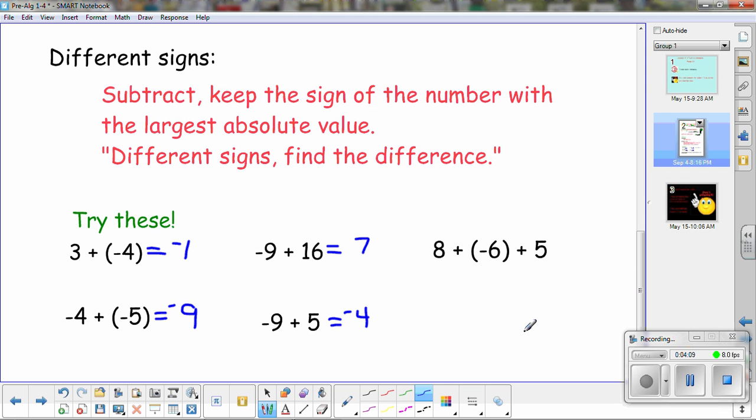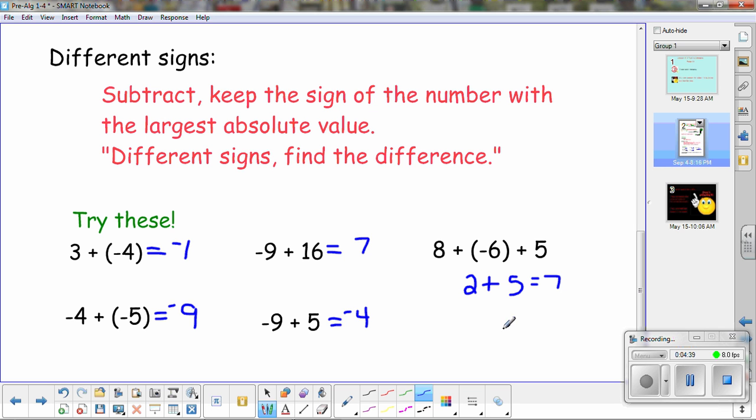In our last problem, we are going to add 3 integers together. There's 2 different ways you could do this. You could just work from left to right. 8 plus -6, different signs, find the difference. 8 take away 6 is 2. Keep the sign of the number with the largest absolute value, which is positive, and then add 5. 2 plus 5 is 7.